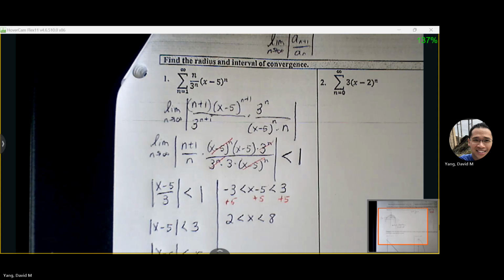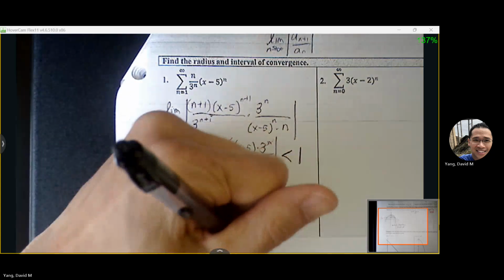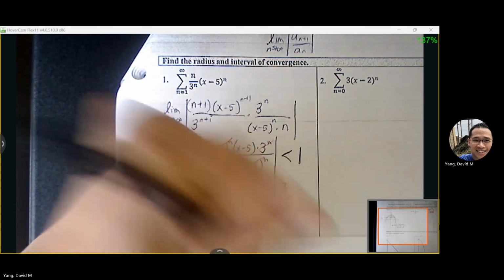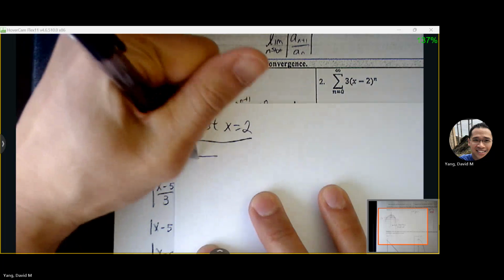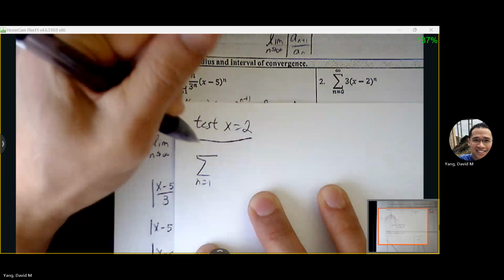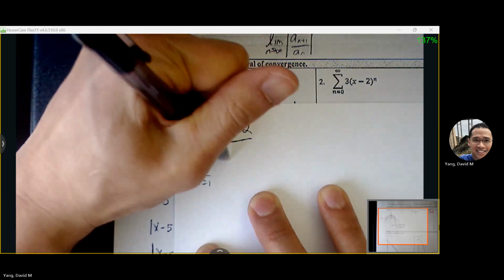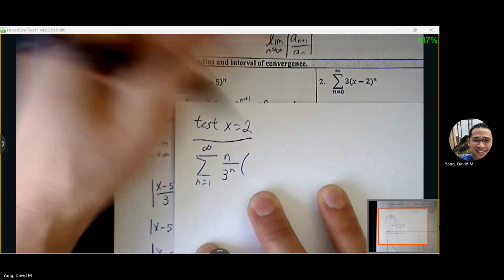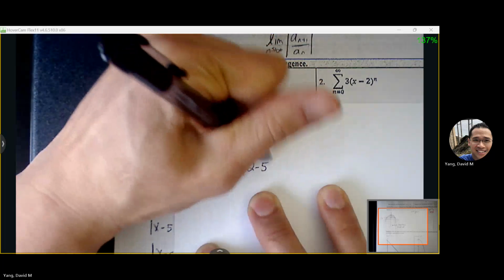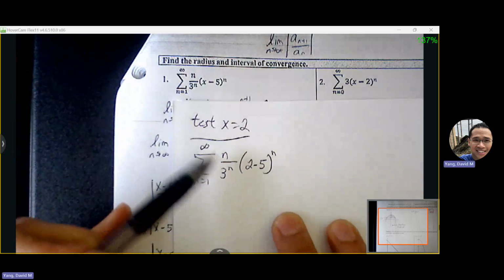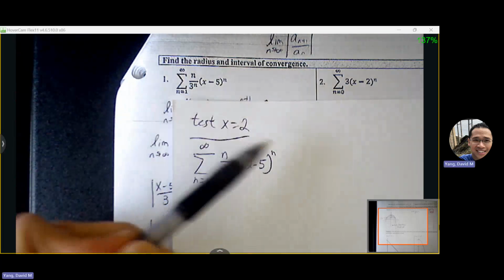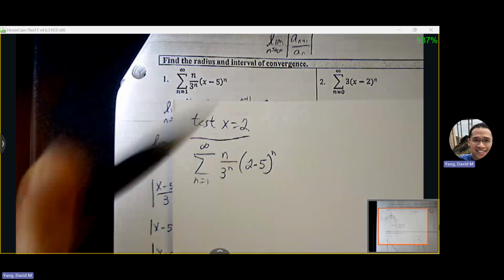Sorry, running out of room a little bit. Maybe I'll put it on a separate sheet. So let me test x equals 2 first. All I'm doing is inserting 2 in for x and seeing if this resulting series will converge or diverge.